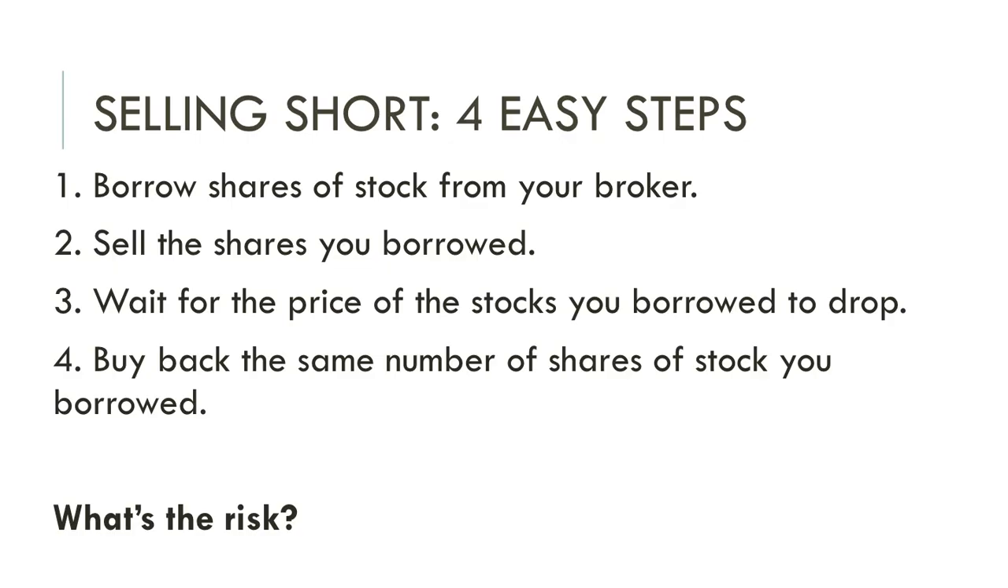And so now it cost me nothing to get the original shares, but I sold 100 shares at $100 a piece, right? So I got $10,000. Then when the stock price goes down to $90, I buy them back. It only cost me $9,000 to buy the stocks back to cover. And so I made $1,000.